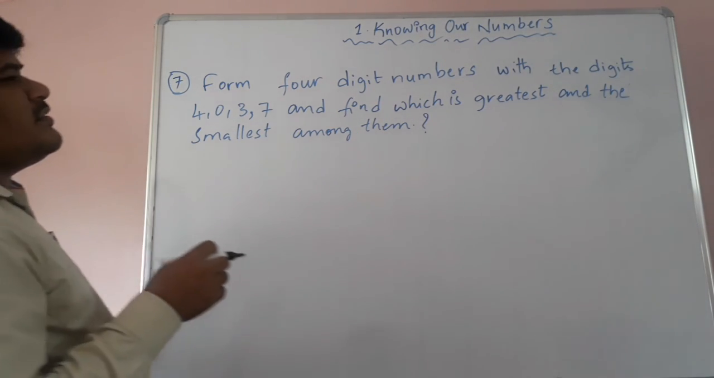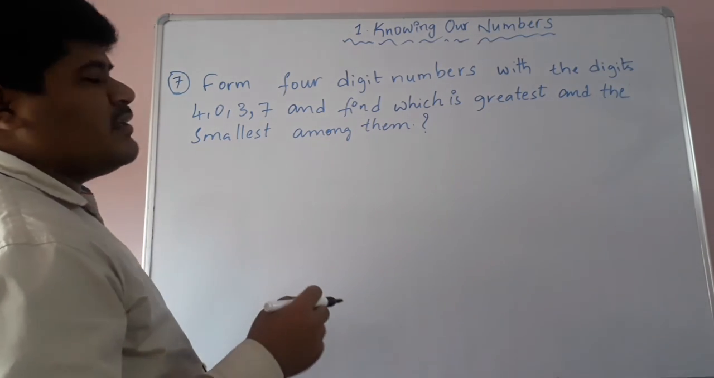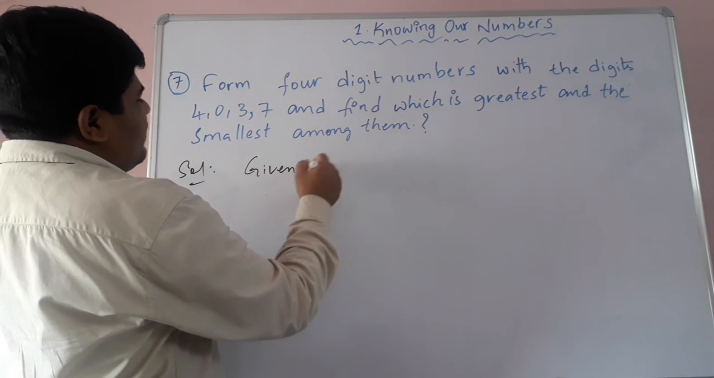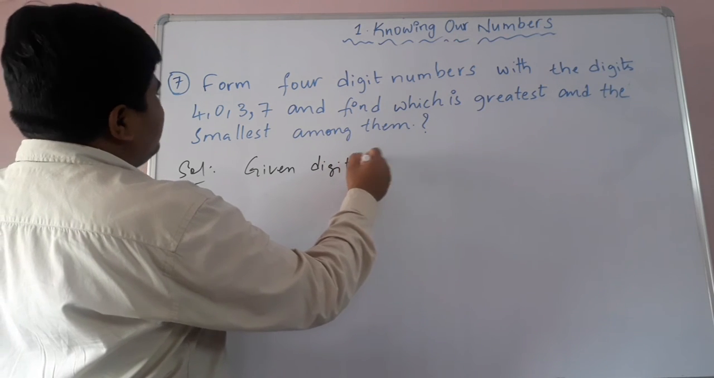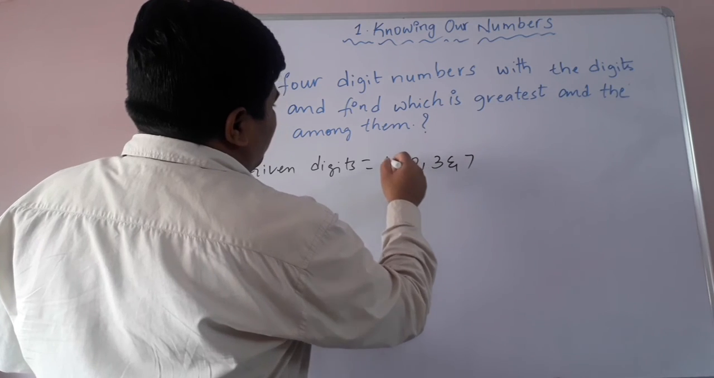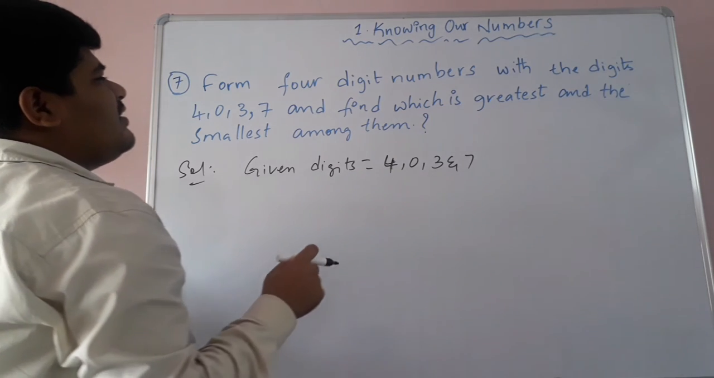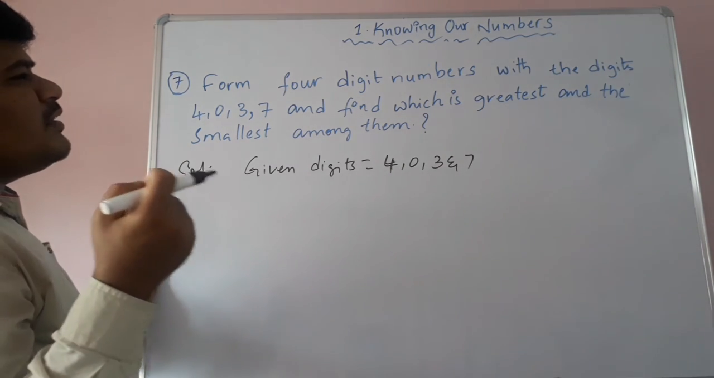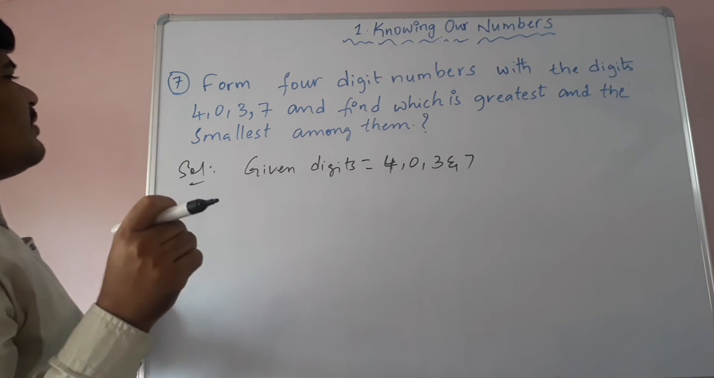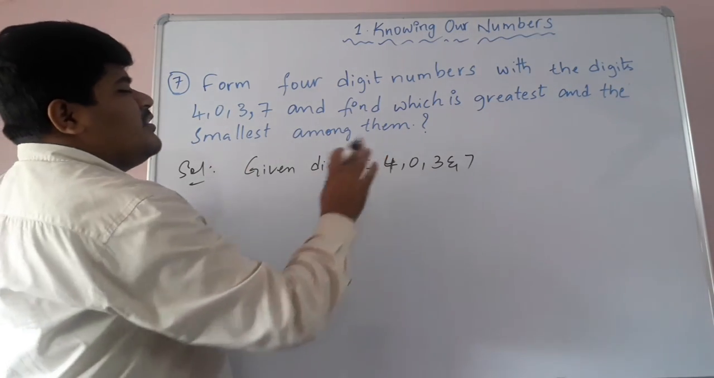Form 4-digit numbers with the digits 4, 0, 3, 7 and find which is the greatest and the smallest among them. So children, what are the given digits in this problem? Given digits are 4, 0, 3 and 7. Now children, with these 4 digits, they are asking us to form some 4-digit numbers and among them, what is the greatest number that can be formed with these 4 digits and what is the smallest number that can be formed with these 4 digits, children.